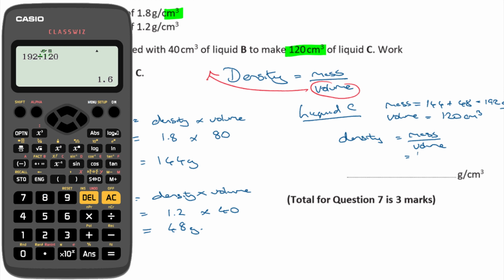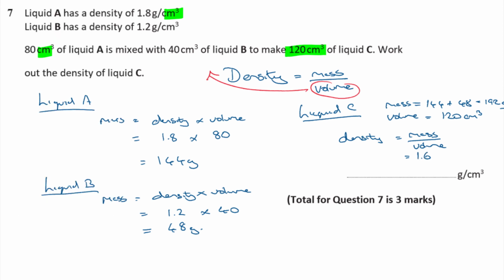Okay? And 1.6 is reassuringly between the two densities of our given liquids, isn't it? It's kind of averaging them out a little bit. So it's 1.6. I was expecting it to be between the two of them. If it wasn't, I was going to be worried, but it is, so I'm not.